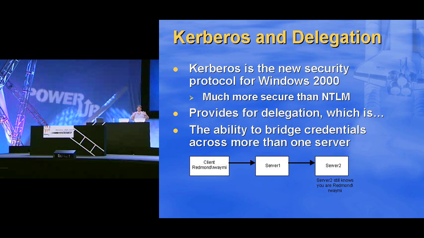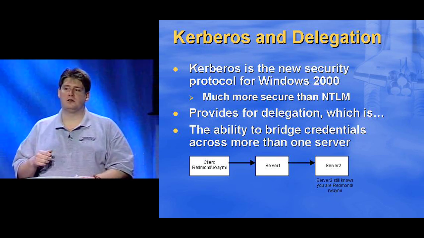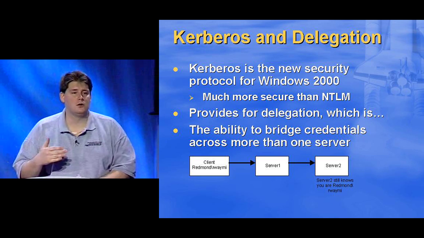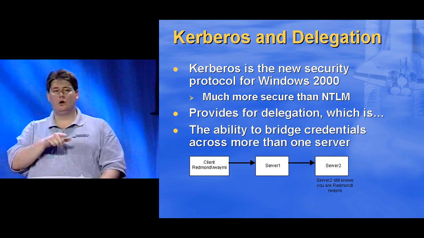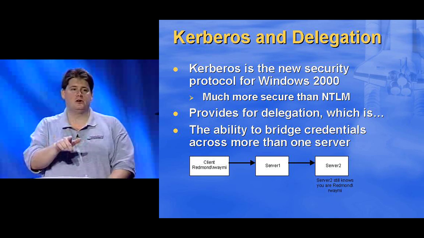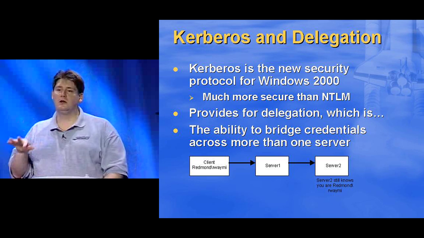So if I came into this server as Redmond\Waymire and wanted to access the file system, SQL Server could, at least in theory, impersonate you and then go out and try and access the file system. If I had IIS and SQL on the same machine, that's why it worked to pass your credentials in integrated security mode from IIS to SQL, because it's still on the same computer.